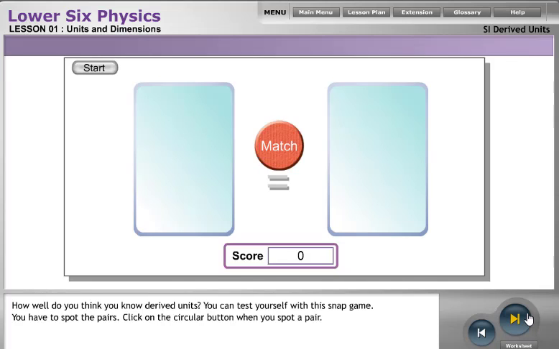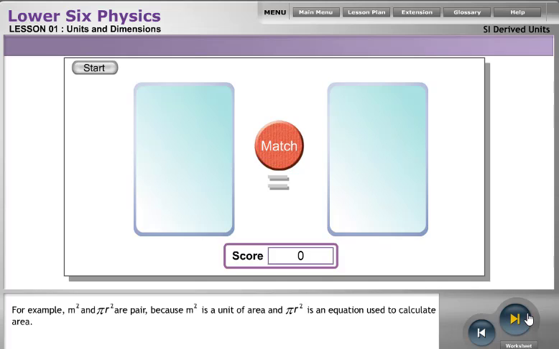How well do you think you know derived units? You can test yourself with this snap game. You have to spot the pairs. Click on the circular button when you spot a pair. For example, m squared and pi r squared are a pair, because m squared is a unit of area and pi r squared is an equation used to calculate area.